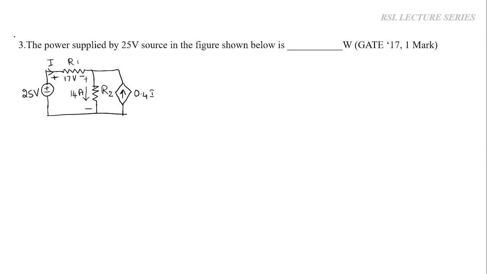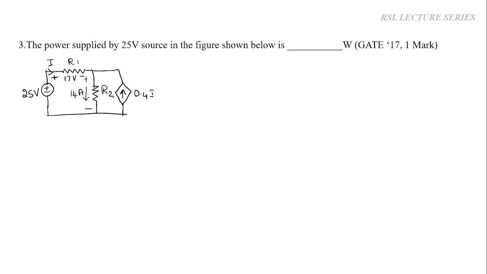Now we'll solve the third one. So the question is, the power supplied by the 25 volts source in the figure shown below is dash. So we have to find out the power in watts. This is again one more question. Okay. So here we have two sources, one voltage source, another one is the current source. So this current source is nothing but the current dependent current source. So this value depends on the current flowing through this particular branch, that is through R1.